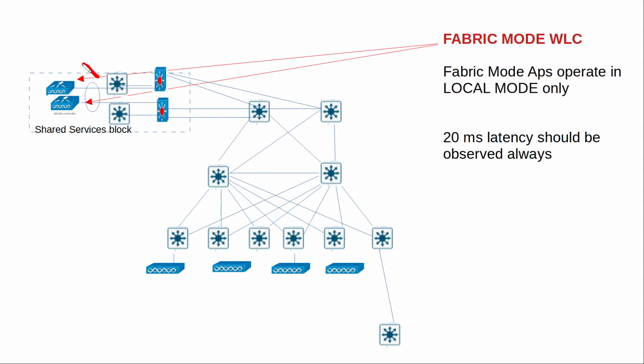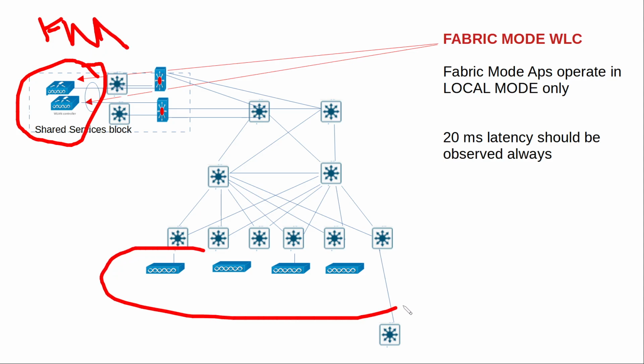In order for this to work, my wireless LAN controllers should be operating in fabric mode, and my access points should be also operating in fabric mode. I cannot have a wireless LAN controller in fabric mode trying to work with access points operating in traditional mode, and I cannot make access points working in fabric mode try to operate with a wireless LAN controller that is operating in traditional mode.